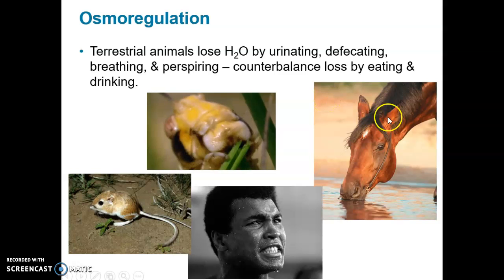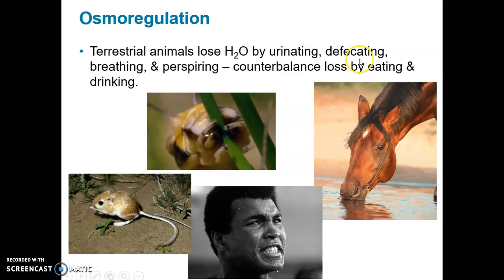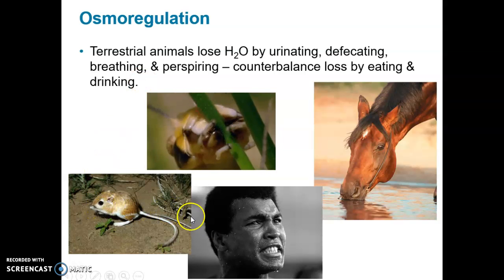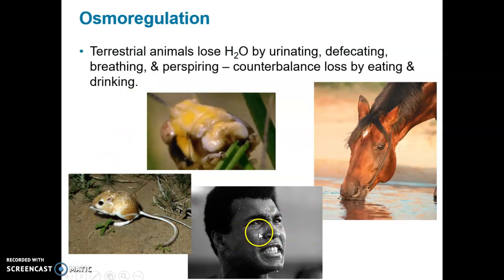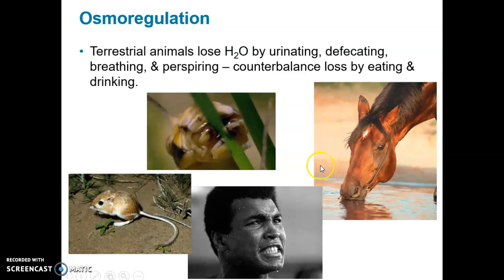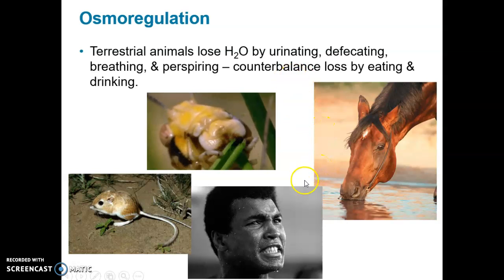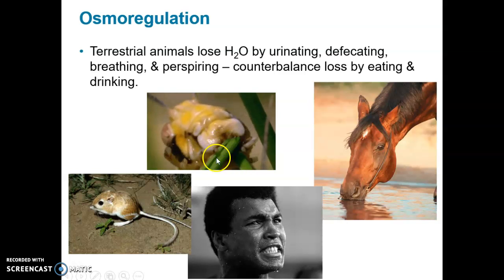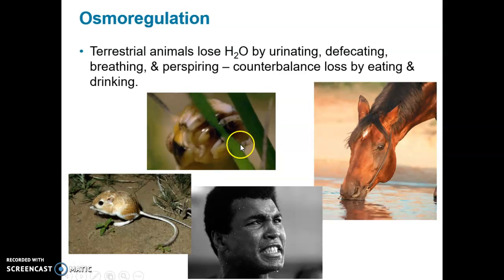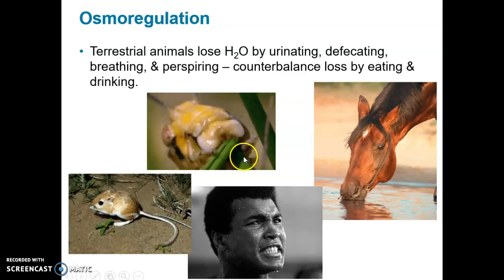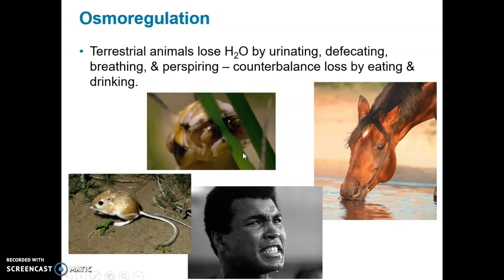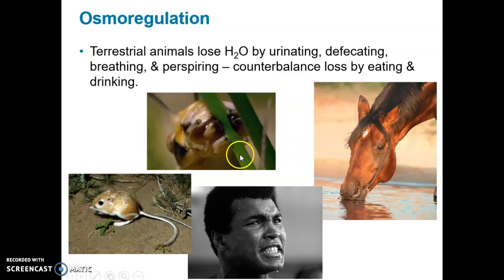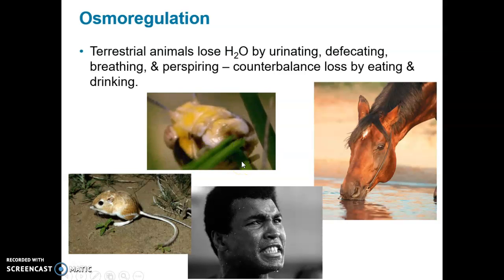Terrestrial animals lose water by urinating, defecating, going to the bathroom; you lose some water breathing, as some water vapor is lost; and perspiring, like when we sweat. So to counterbalance that water loss, we drink, or we eat food and get water from the food, depending on what we're eating. If you're eating, like, a fruit, a peach, it's got a fair amount of moisture, and you get a lot of water gain from that.